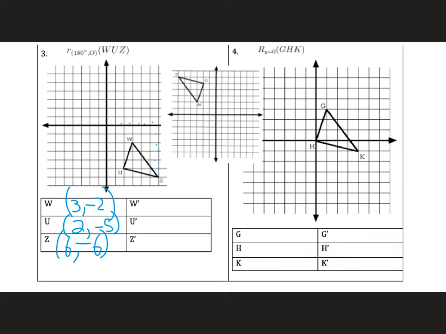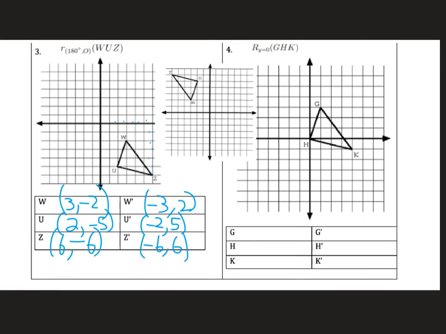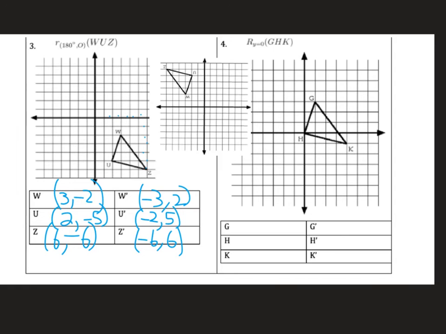Now, W is now at -3, 2. U is at -2, 5. And Z, I don't have to count. I can just locate where it is. It's going to have a negative x value and a positive y value. So the numbers are going to be the same, but the signs are going to change, just based on the rotation. In this next one, that is a reflection across y equals 0.